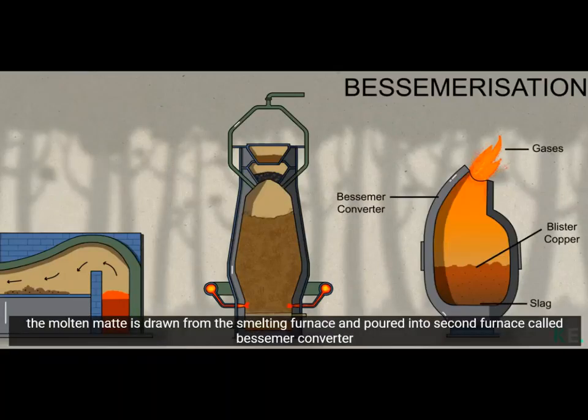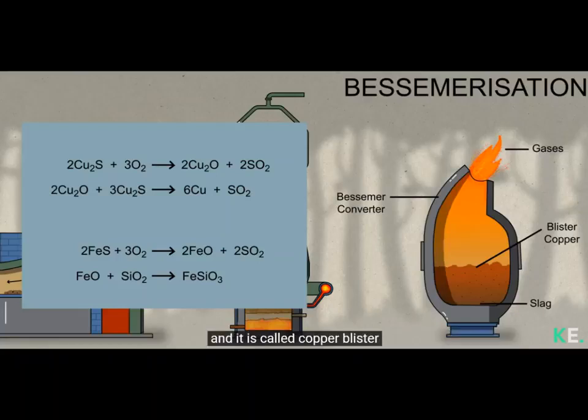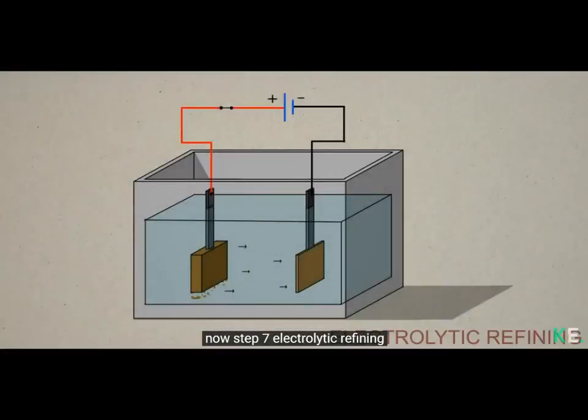The molten matte is drawn from the smelting furnace and poured into a second furnace called a converter, and it is called copper blister. Now step 7, electrolytic refining.